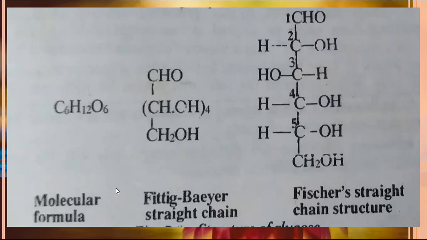The glucose molecule's formula is C6H12O6. The straight chain structure of glucose was proposed by 2 different scientists. One is the Fittig and Baeyer straight chain structure. According to Fittig and Baeyer, it contains an aldehyde group, meaning CHO, and 5 hydroxyl groups.